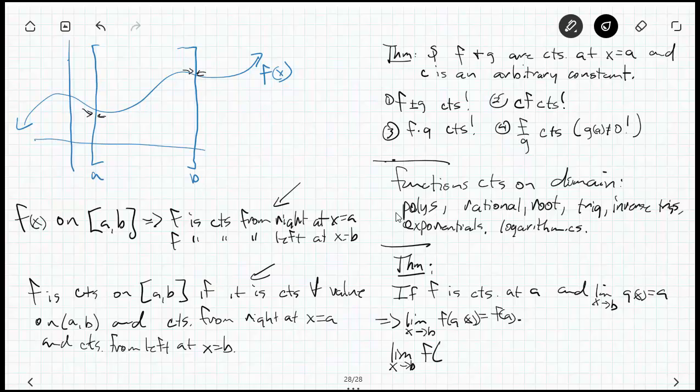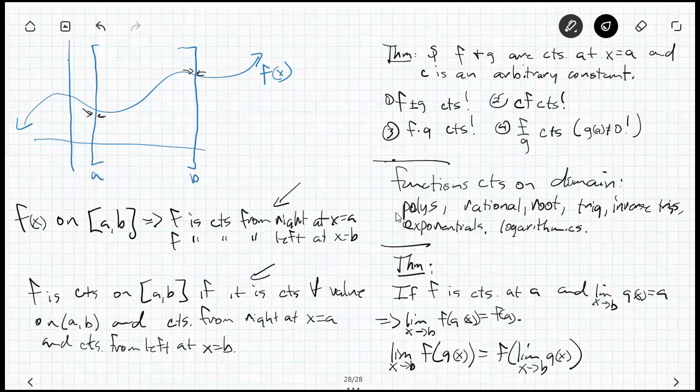The limit as x approaches b of f of g of x is actually equal to f of the limit as x approaches b of g of x. In other words, I can stuff the limit into the composition, and that's really important. It's really useful. It's very helpful.